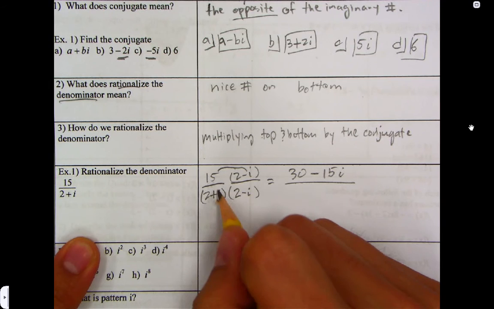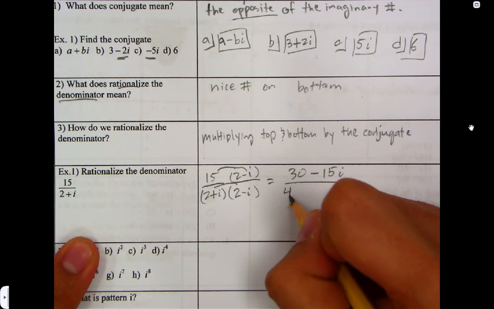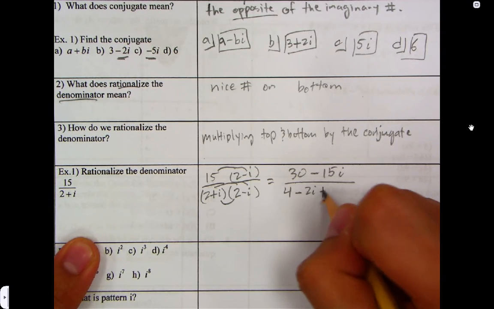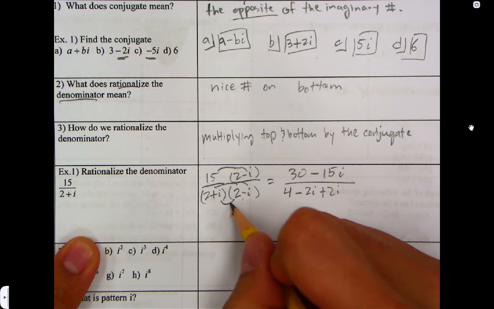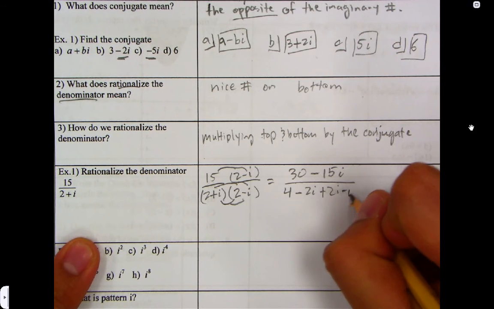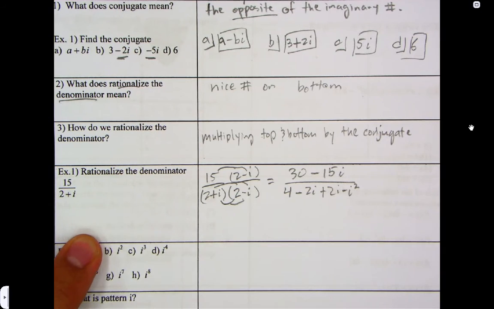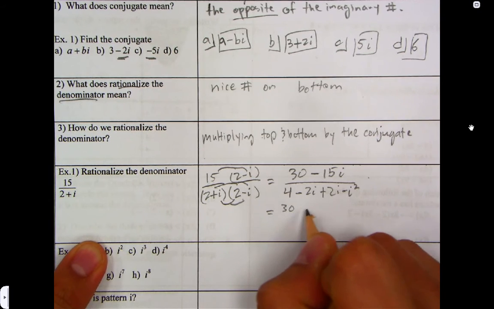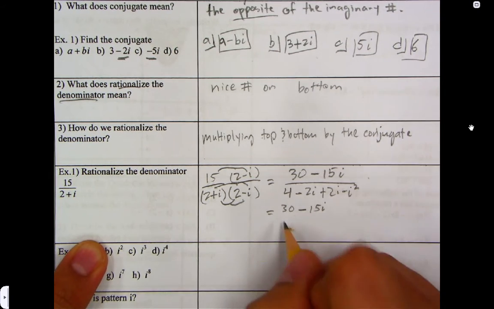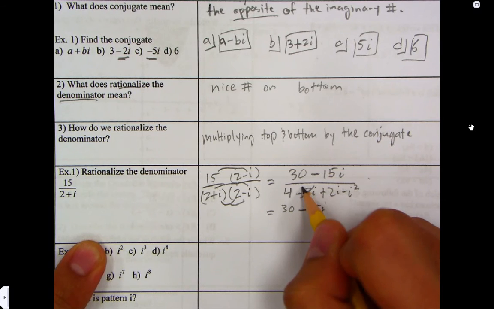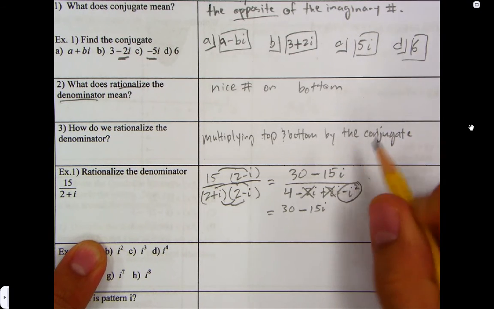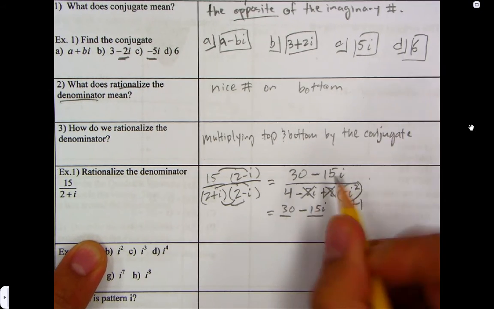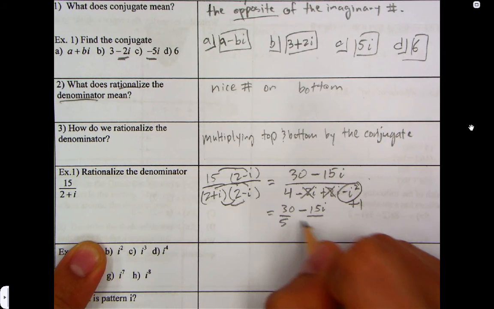Multiply bottom, FOIL it out. 2 times 2, 4. 2 times negative i, negative 2i. i times 2, 2i. i times negative i is negative i squared. On top, I have 30 minus 15i. On bottom, the negative 2i's cancel out. I circle negative i squared. That becomes positive 1. So on bottom, I have 4 plus 1, which is 5.